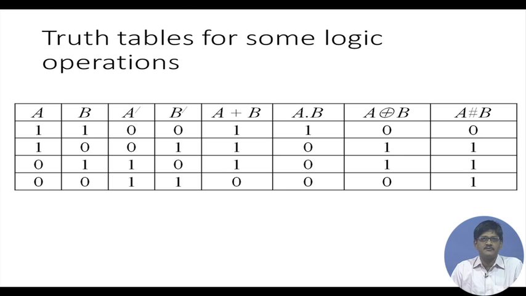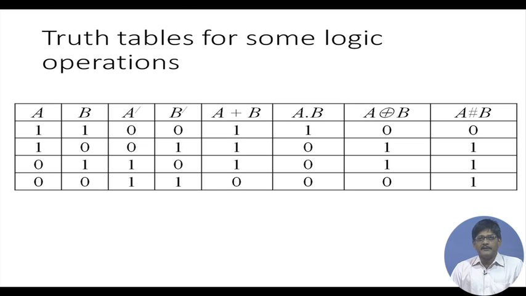What is A and B? A and B is not that lenient. Suppose the same doorman says both of you have to have tickets, otherwise I am not going to let you in. He represents A and B. Only when A is 1 and B is 1, A and B will be returning a value of 1. In all the other cases, it is 0.